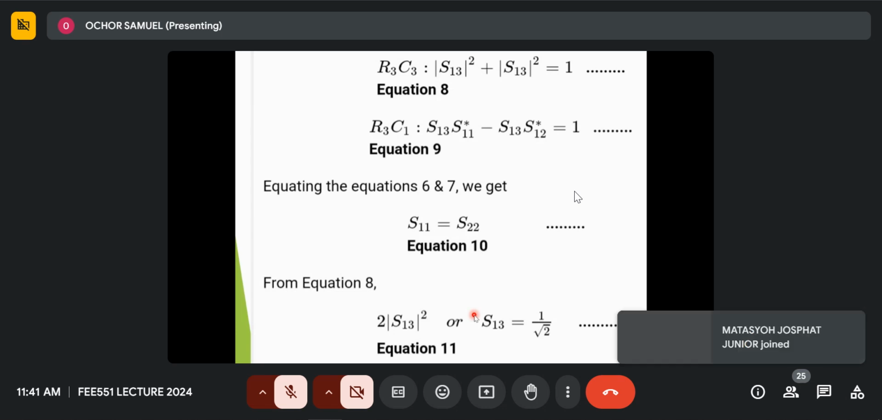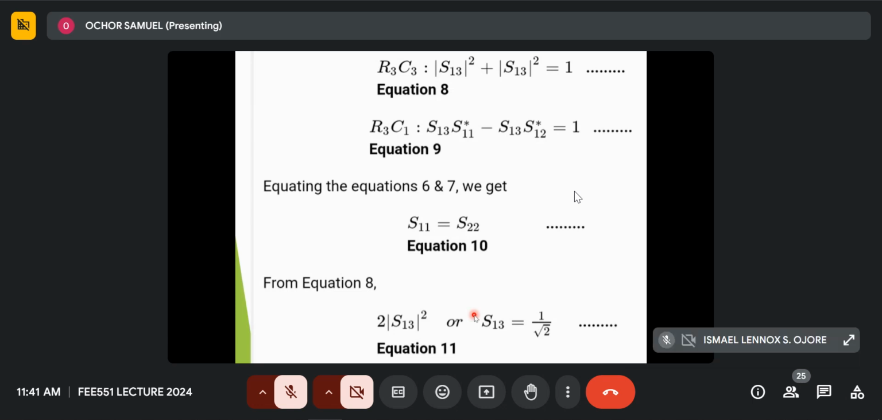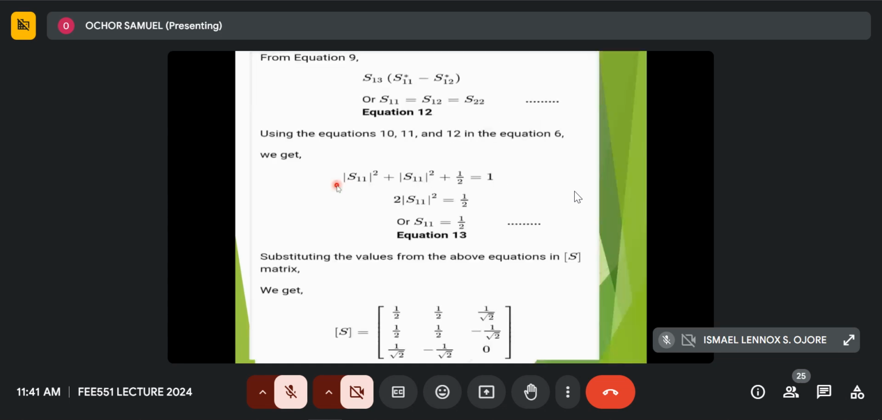Now from equation 9, which was row 3, column 1, we had S13 multiplied by the complex conjugate of S11, and also minus S13 multiplied by the conjugate of S12. Factoring out S13 because it is common, we get inside the bracket S11 minus S12, equals 0. And because we have already gotten the value of S13 as 1 over root 2, we know S13 cannot be 0. So what is going to be 0 is what is inside the bracket. If you equate that to 0, you get S11 equals S12.